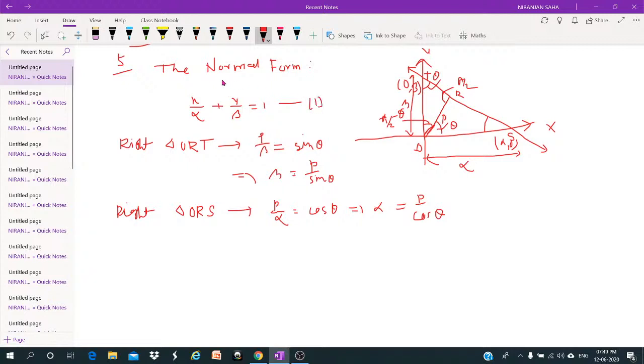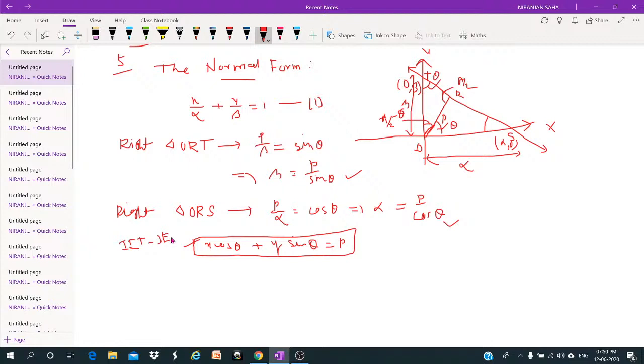Then we will get the normal form. If we replace this and this, it will be x cos theta plus y sin theta equals p. So this is our normal form of the equation of the straight line. The important one, especially for IIT JEE students, very important. Many questions are asked in this form.